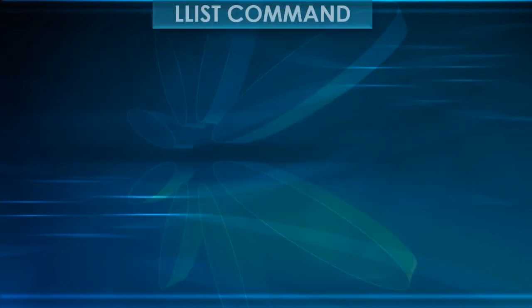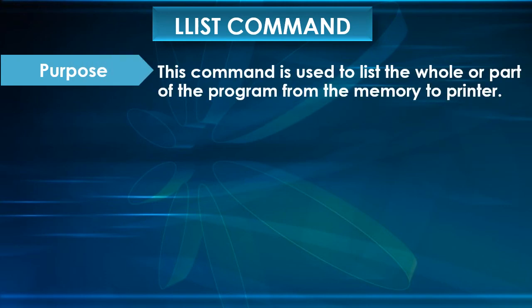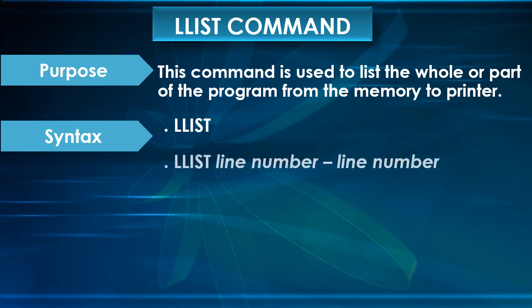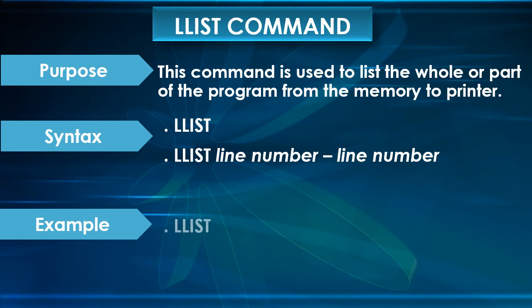The next is the LLIST command. This command is used to list the whole or part of the program from the memory to the printer instead of the screen, like the LIST command. Syntax is simple. You can type LLIST or you can type LLIST with a range of line numbers. For example, if you write LLIST, the whole program will be sent to the printer for printing. Or if you type LLIST with the range, then it will print the specified line numbers.